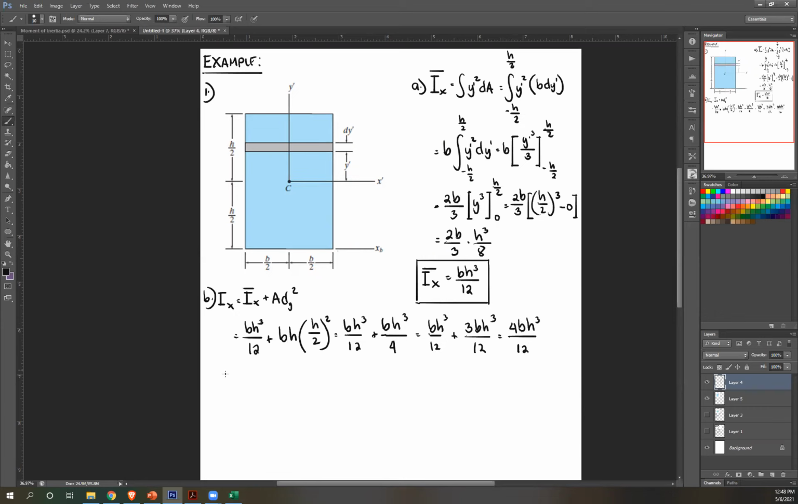And then simplifying, our final answer would be Ix equals, cancel this out, bh cubed over 3.